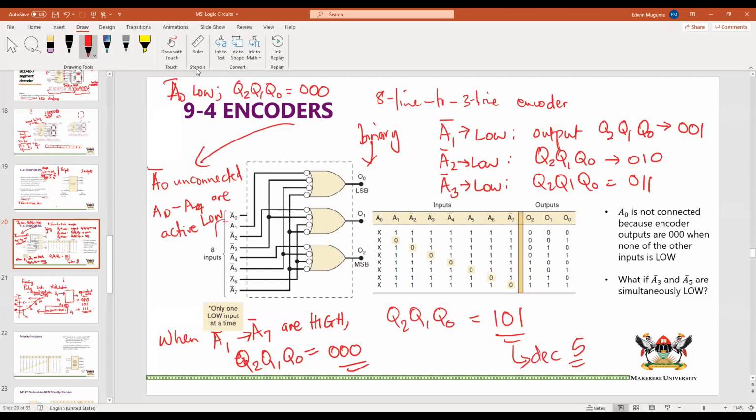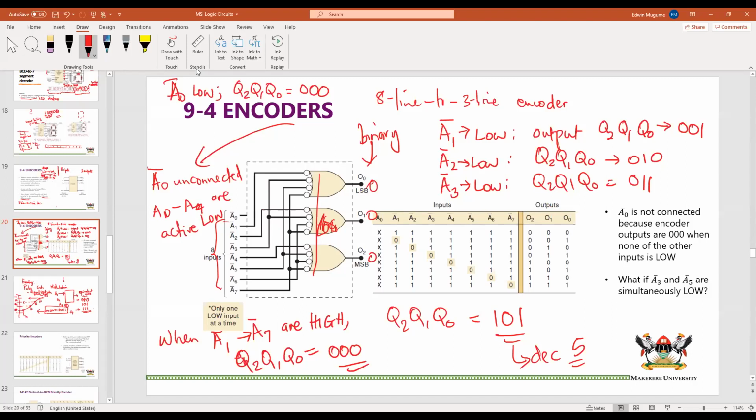Because you can see that when all these inputs into the OR gates are high, the inputs are low, sorry, because you have a high coming in, which is inverted by the bubble, and then you have your output 0, 0, 0. So that's the reason why A naught is unconnected. It basically says that whether A naught is connected or not, as long as all the others are high, we are still able to encode the value of A, which is output 0, 0, 0, which A naught would be responsible for encoding in the first place.